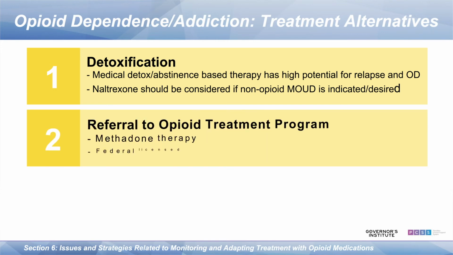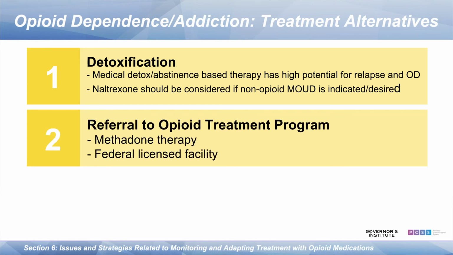The second option is referral to an opioid treatment program that can provide methadone as a substitution therapy. This must be through referral to a licensed opioid treatment facility or clinic. It is illegal for an individual practitioner to provide methadone for the treatment of addiction through their own office or practice.